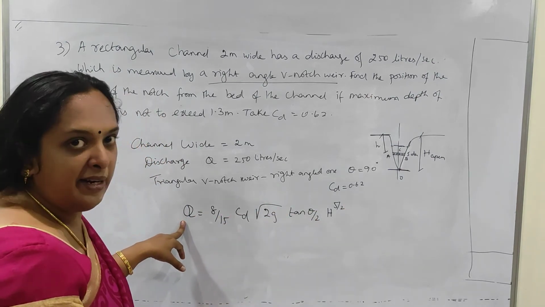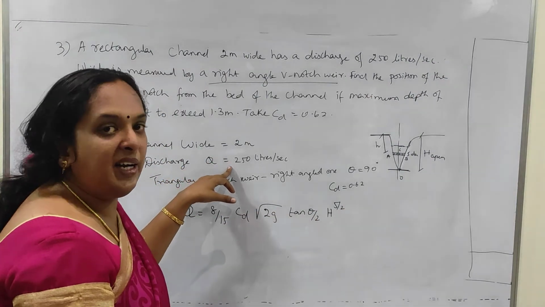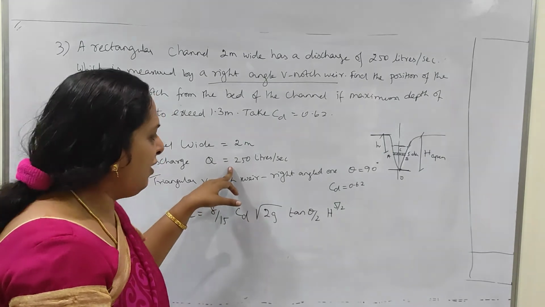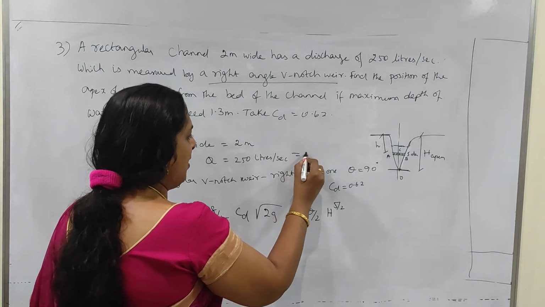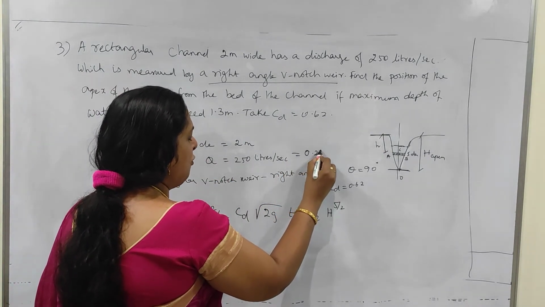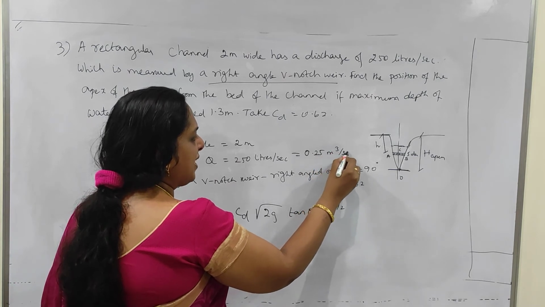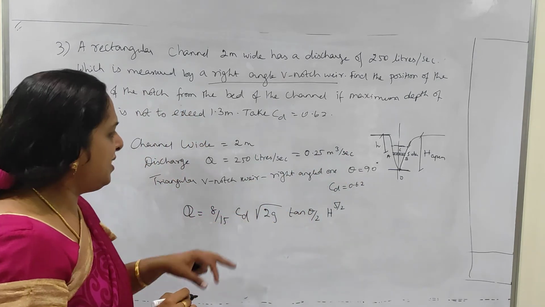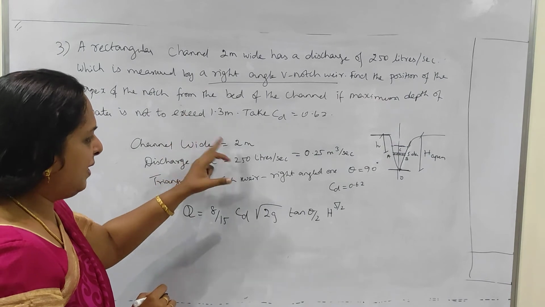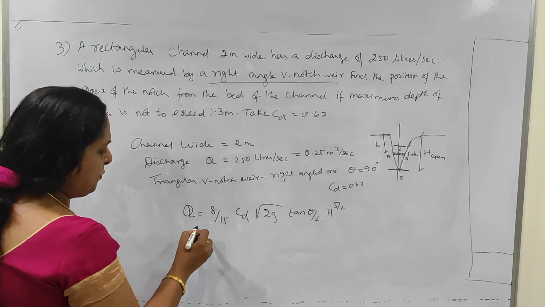Instead, we know the discharge. Discharge is given in terms of liters per second. We have to convert into meter cube per second, so it is divided by 1000. It is 0.25 meter cube per second. So I know the discharge in meter cube per second. Channel width, let it be in meters. Now I am going to substitute here.